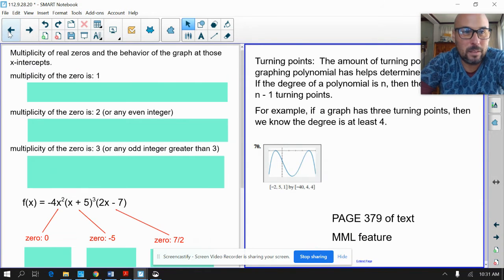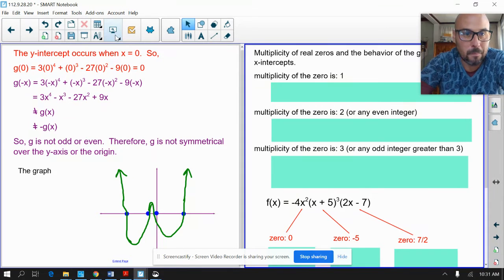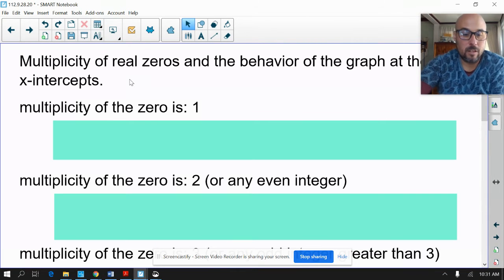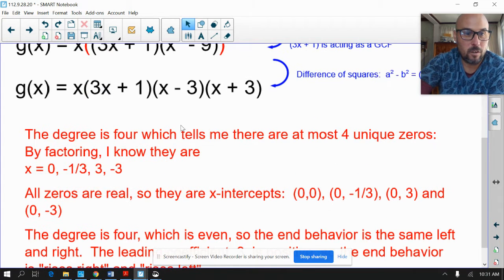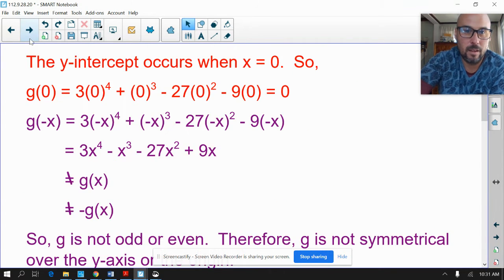Something about the multiplicity of zeros, though. The multiplicity of a 0 is how often that single particular 0 occurs. That last example that we just finished, there were 4 zeros, and they each occurred once. So they each had a multiplicity of 1. But if this ended up being x minus 3 squared, then the 0, 3 would have a multiplicity of 2, because there were 2 factors of x minus 3.